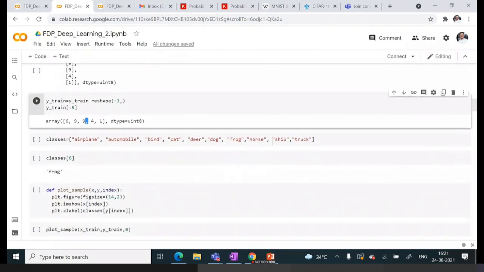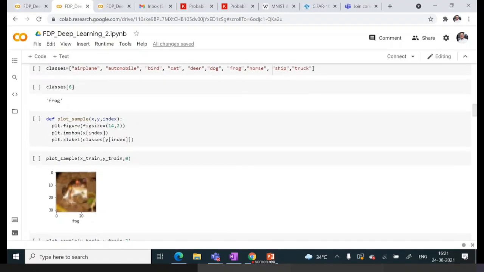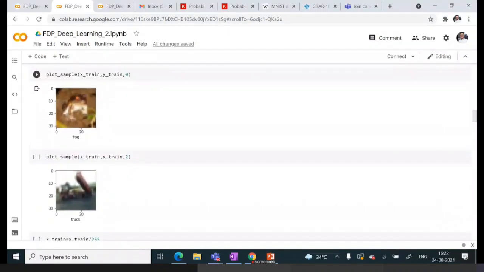Now these are the classes, and this particular function, plot sample, is written so that you can call it and print an image along with its correct label. For example, if you call this function with x10 y10 0, then the zeroth image from the training data will be printed along with its correct label. That is the idea of this function. Just for verification purposes we need this kind of thing.